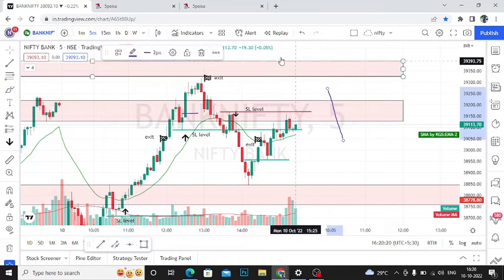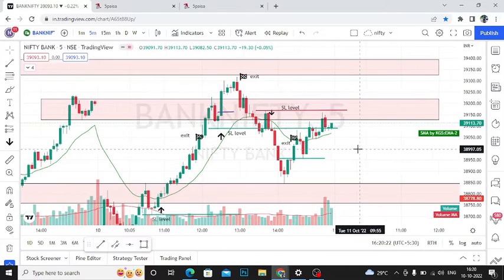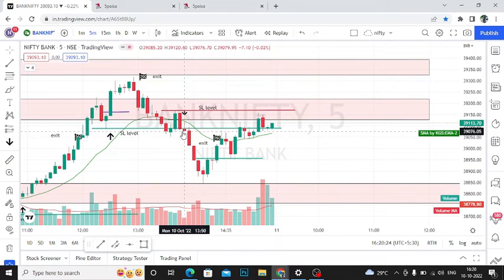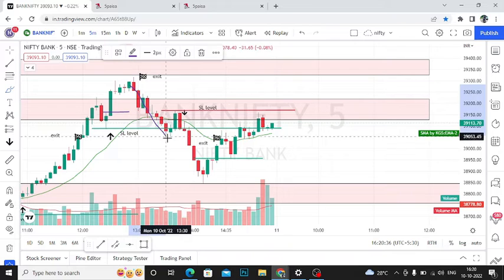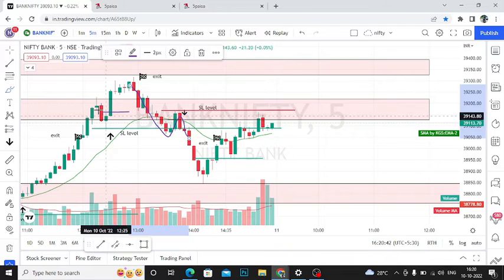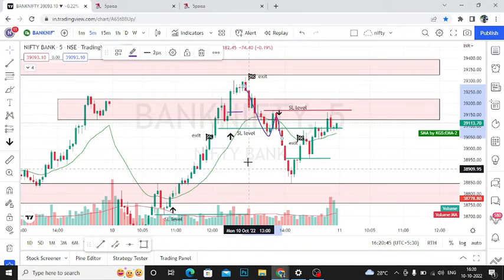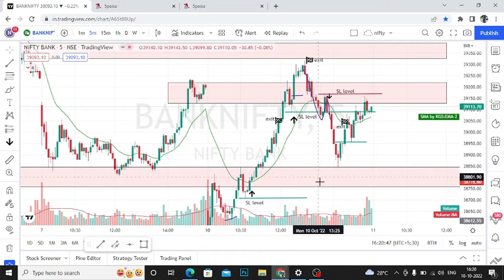The confirmation was at this particular candle where it got rejected from my 20 EMA. Both these candles closed below my 20 EMA, as well as formed a lower low formation like this. So I entered my trade here. I kept my stop loss above this swing high, and my target was still this area.